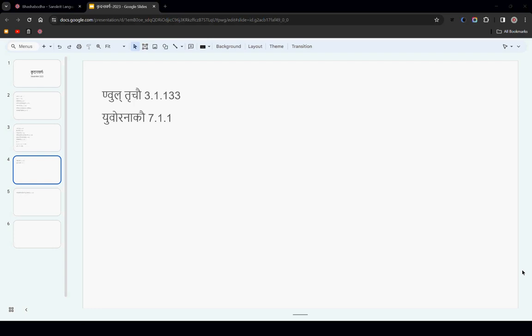What is the logic of forming the sutra Nvul Trichau? Nvul, Trich. Niti.